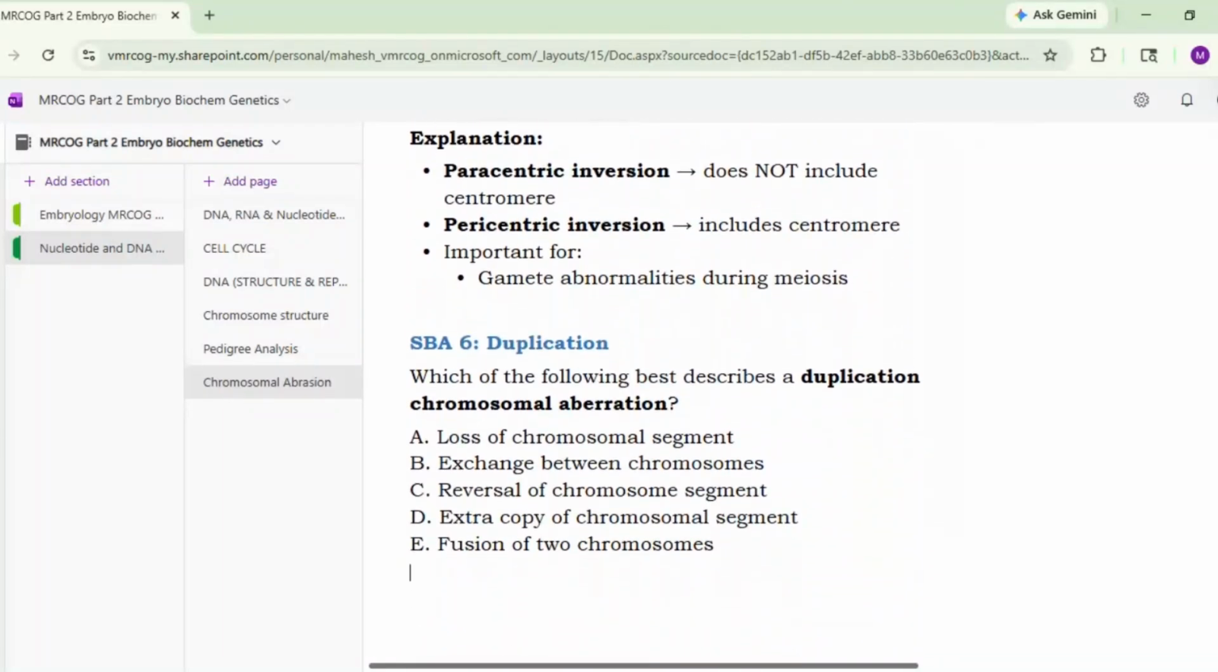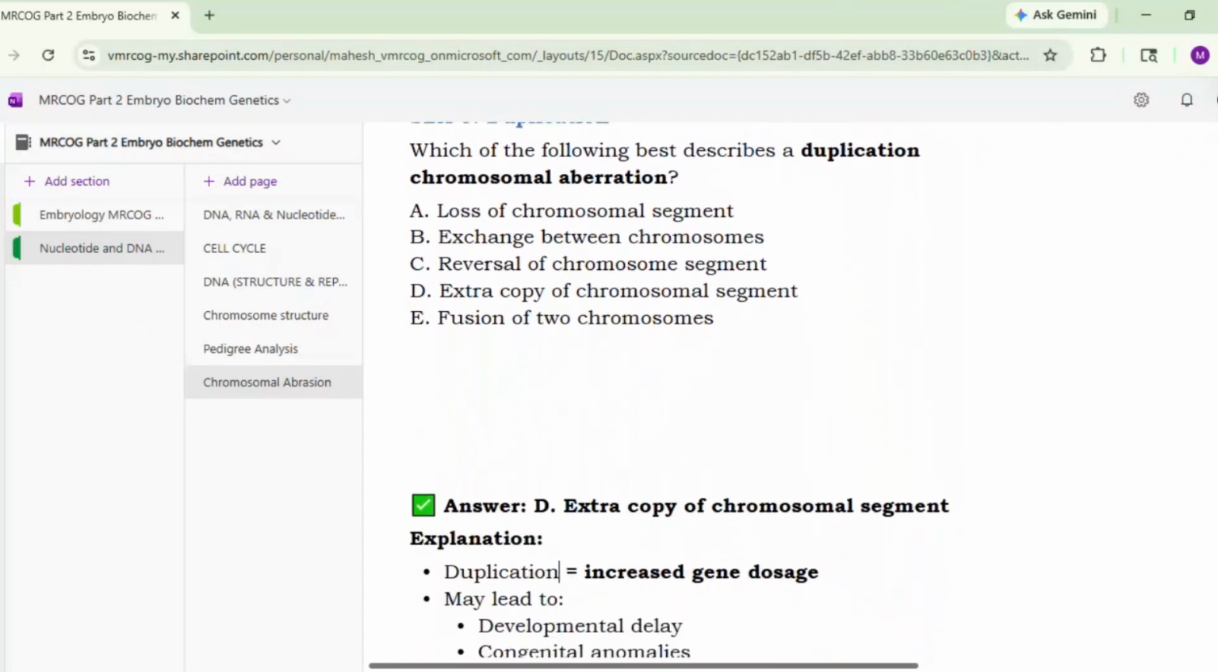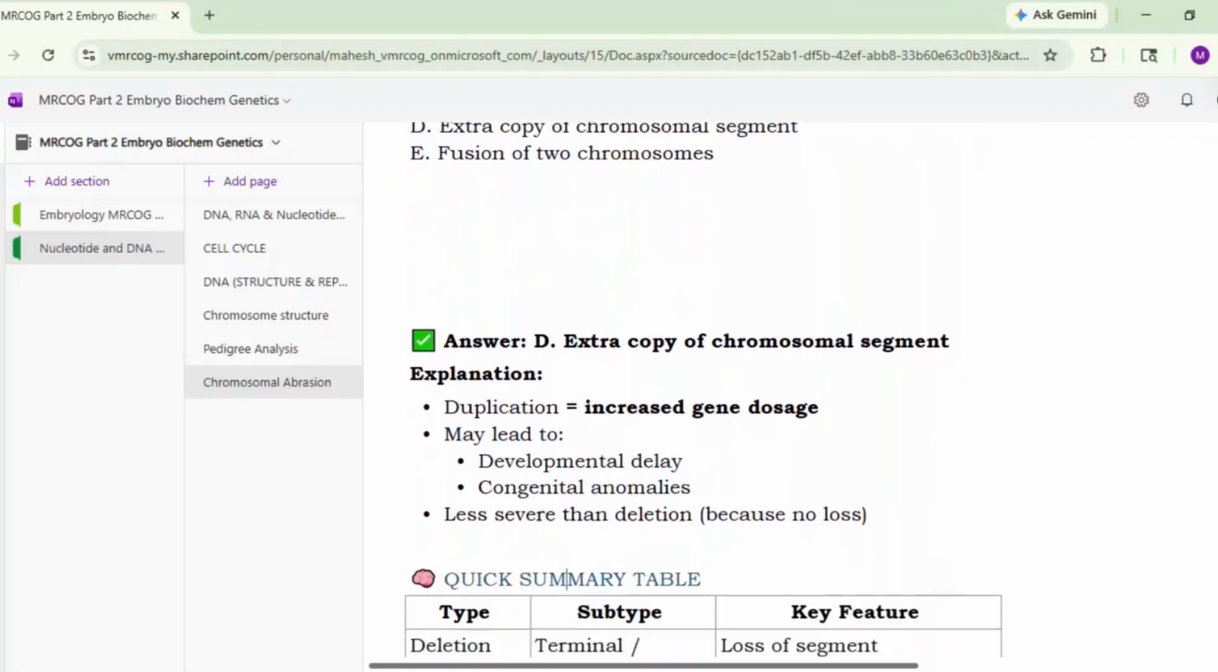Which of the following best describes a duplication chromosomal aberration? Loss of chromosomal segment, exchange between chromosomes, reversal of chromosome segment, extra copy of chromosomal segment, fusion of two chromosomes. Sir, option D, extra copy of chromosomal segment. Yes. Duplication leads to increased gene dosage. It may lead to developmental delay, congenital abnormalities, and is less severe than deletion.